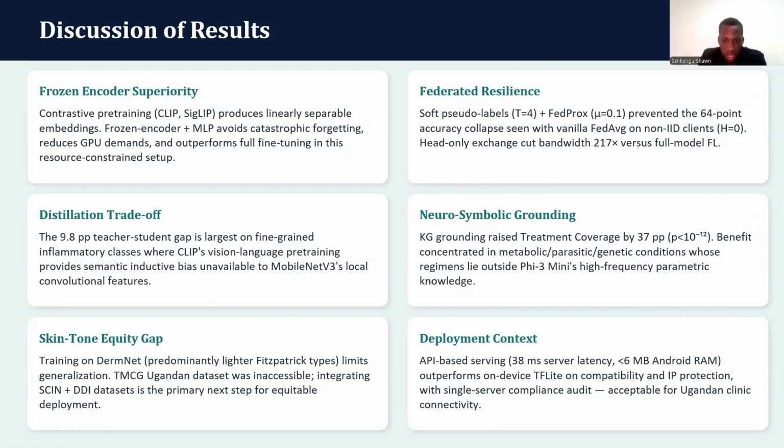It was one of the limitations that we had, because the DAMNet dataset has lighter skin tones, and the TMCG dataset that we needed, we couldn't access it. So we can't claim that the accuracy figures generalize very well for the Ugandan population. But this is mentioned in our future works later on. And then deployment context, the API-based survey, 38-millisecond server latency, which outperforms on-device TF Lite on compatibility.